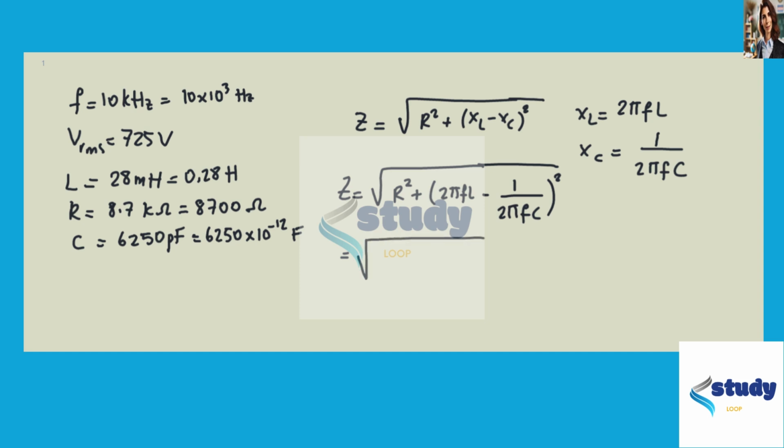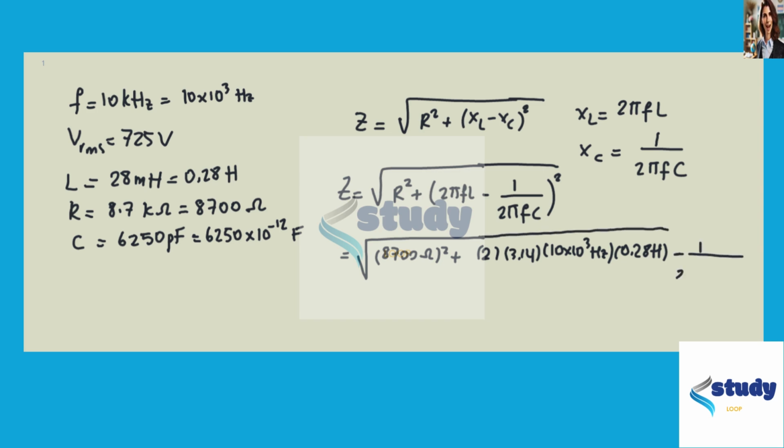Now R is 8,700 ohms, square that, plus 2 times 3.14 times 10 times 10 to the power of 3 hertz times L, 0.28 henries, minus 1 over 2 times 3.14 times 10 times 10 to the power of 3 hertz.